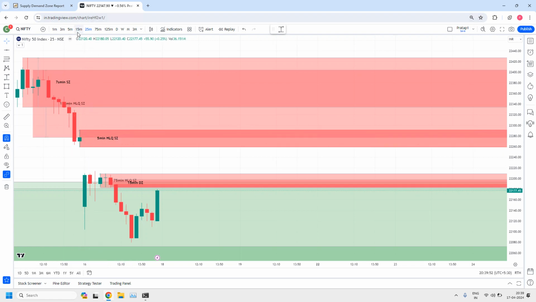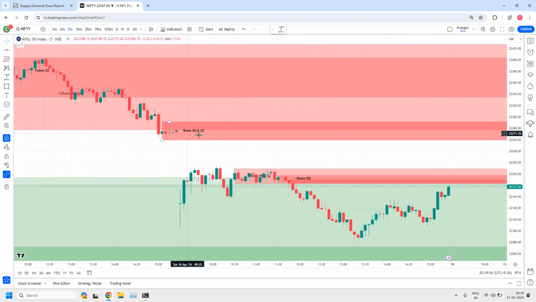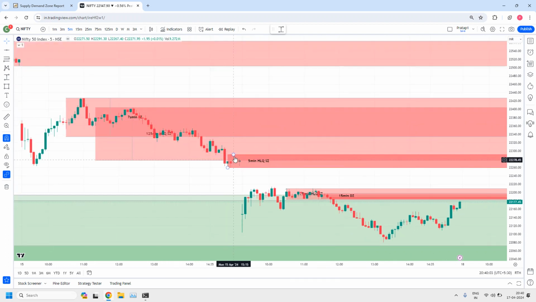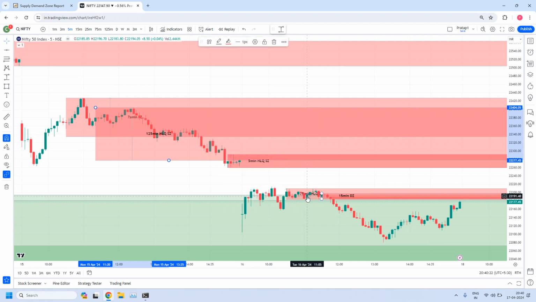Inside this 15 minutes, we have this 5 minutes high liquidity zone. This 5 minutes zone is not only a high liquidity zone, it is a fine-tuned 5-minute zone in the 15 minutes. That 15 minutes is fine-tuned in this 125-minute zone. The 125 minutes is a high liquidity supply zone. See here, this 125 minutes. This is a high liquidity supply zone. Got it?